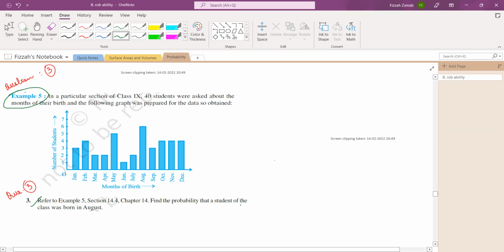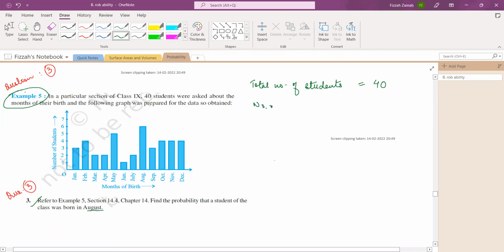Find the probability that a student of the class was born in August, right? So how will you do this question? Can anybody tell me? Okay, first of all, you require the total number of students, right? So how many students are there? Ma'am, 40. 40, which is also given in the question. Now you have to find the probability that the student was born in August. So you need to know how many students were born in August, first of all, right?